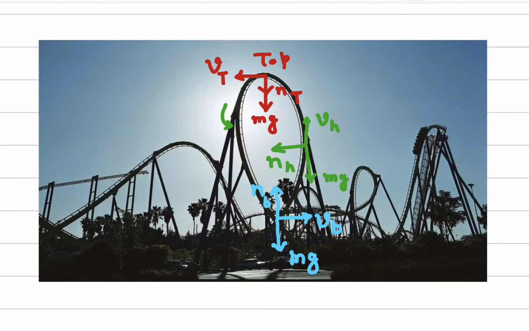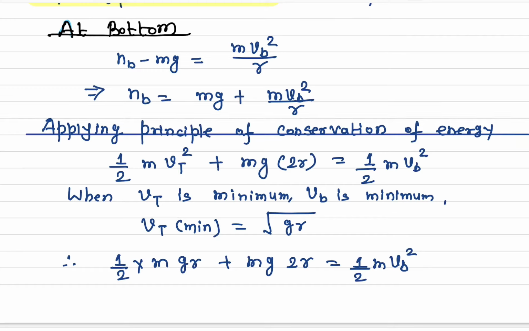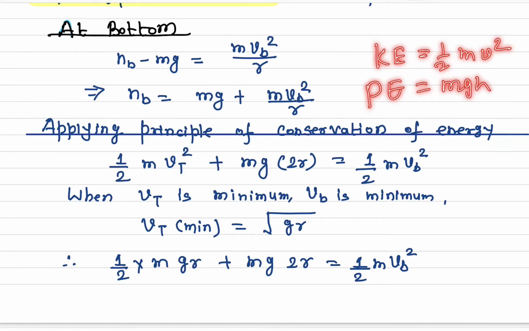So we're going to use the conservation of energy now. Applying the principle of conservation of energy, this is at the top, and this is at the bottom. At the top, we have the kinetic energy, half mv squared. That's the formula for kinetic energy, half mv squared, and the gravitational potential energy is mgh.